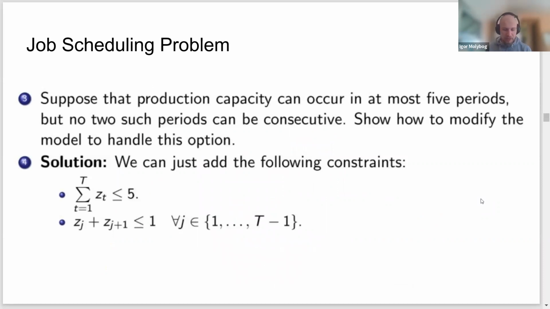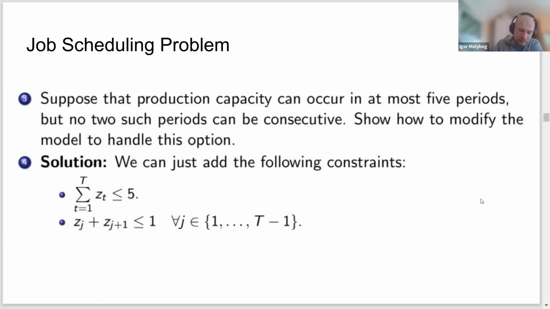Suppose that production capacity can occur in at most 5 periods, but now no 2 such periods can be consecutive. Show how to modify the model to handle this option. Basically, what they are saying is that we cannot produce in two consecutive periods of time. Let's say our machine needs to take rest or something like this, and the total number of periods that we can produce in is 5. Let's say that we have days of the week, and we only have 5 days that are available for people to work on.